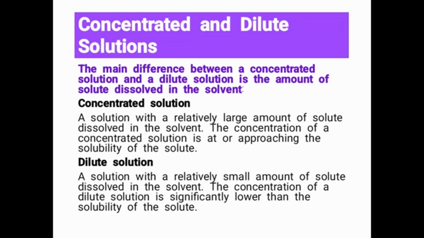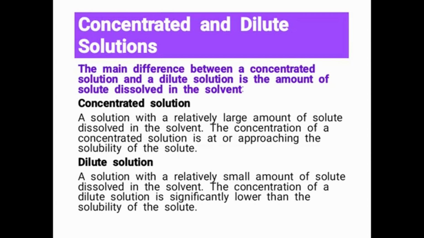The difference between a concentrated solution and a dilute solution is the amount of solute that is dissolved in the solvent. A concentrated solution is a solution that has a relatively large amount of solute dissolved in the solvent. We say this one is concentrated; you'll have heard of that before. The concentration of a concentrated solution is at or approaching the solubility of the solute. A dilute solution has a small amount of dissolved solute in it. The concentration of a dilute solution is significantly lower than the solubility of the solute.